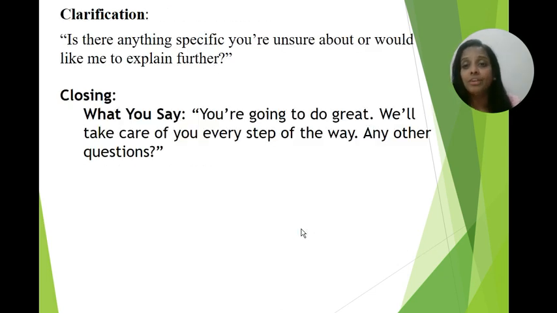And there should be some clarification. You have to say, like, is there anything specific you're unsure about, or would you like me to explain further? Here, you are giving them the chance to express any additional concerns, and always try to close with a positive, reassuring note. You are going to do great. We will take care of you every step of the way. Any other questions? Here you are ending on a positive, reassuring note, showing that you are there for the patient. Your support will be there with the patient.